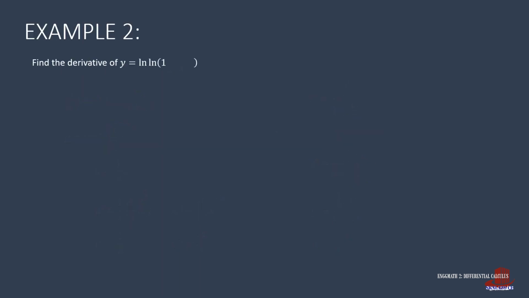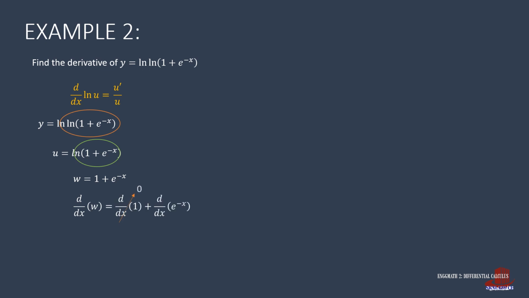The second example requires the derivative of ln of the quantity 1 plus e raised to negative x. The derivative of ln u is equal to u prime upon u. In the problem, u is the quantity 1 plus e raised to negative x, and u prime is taken by another ln operation. This time, we name the simple term as w.